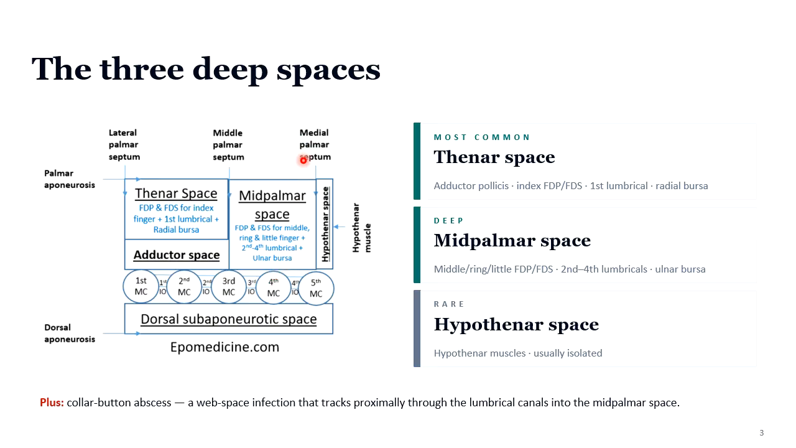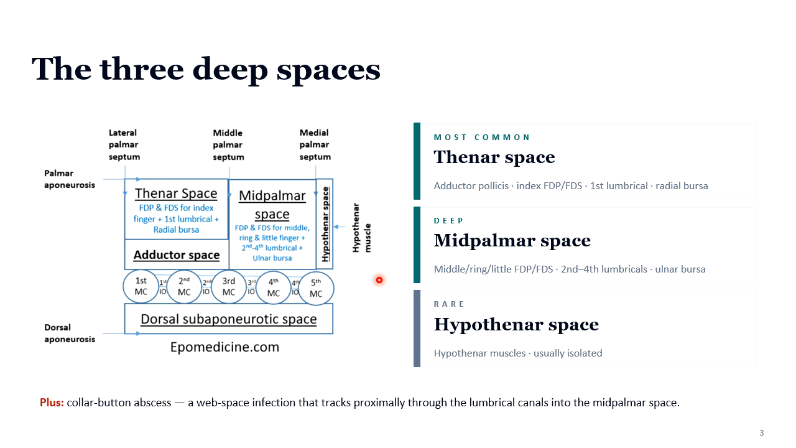The medial palmar septum separates this space from the hypothenar space, which you can see is a very small space on the medial aspect of the hand, with the floor as the fifth metacarpal. And this space is just lateral to the hypothenar muscles.